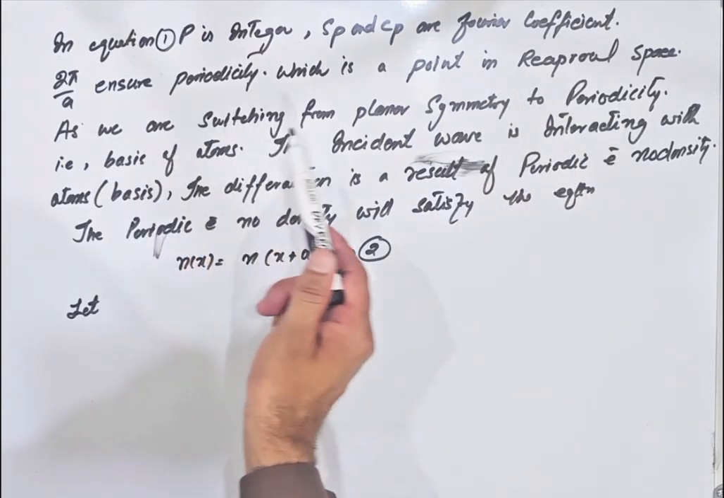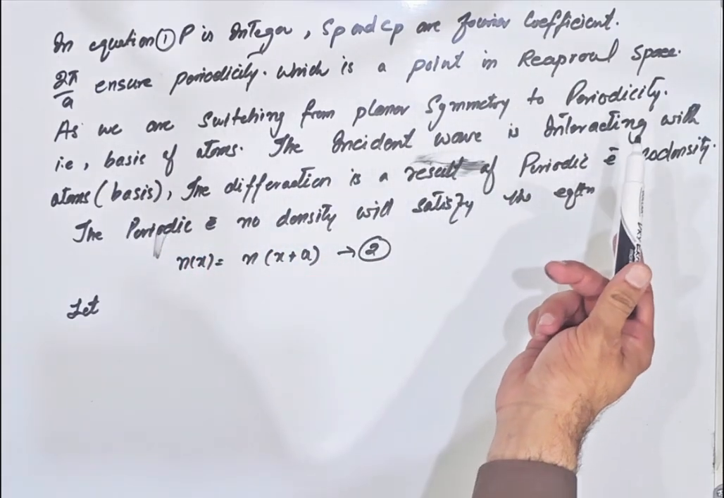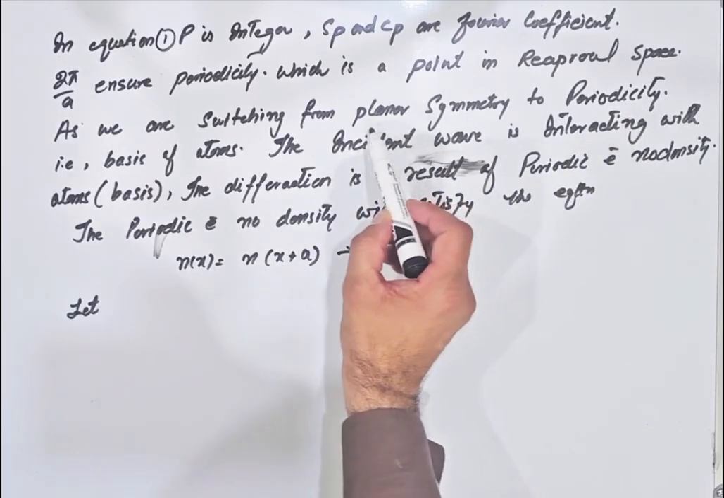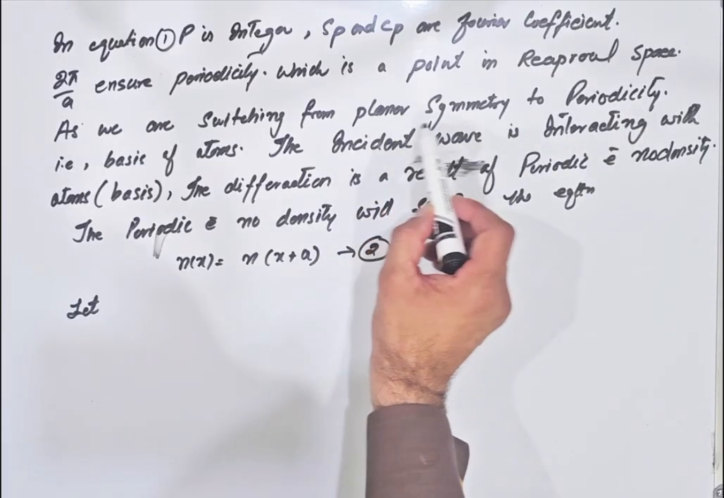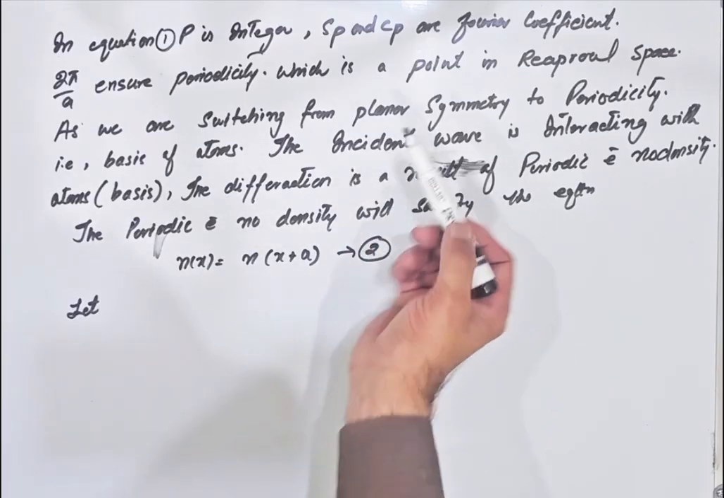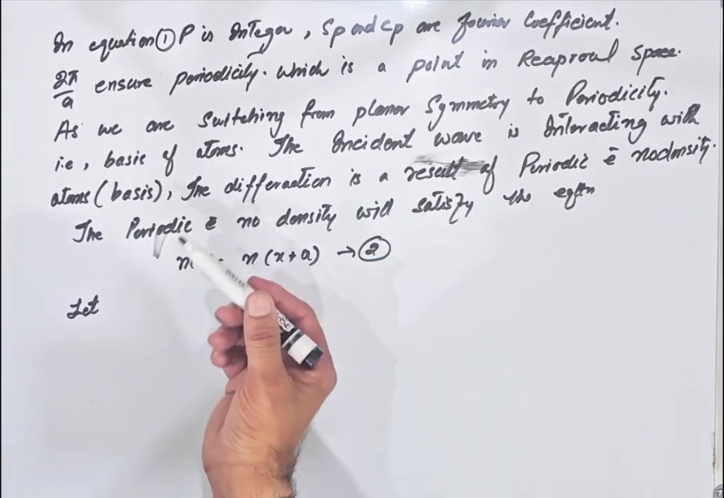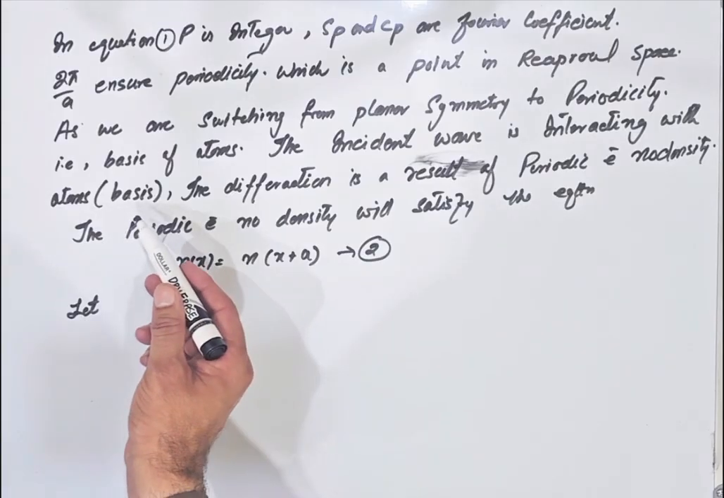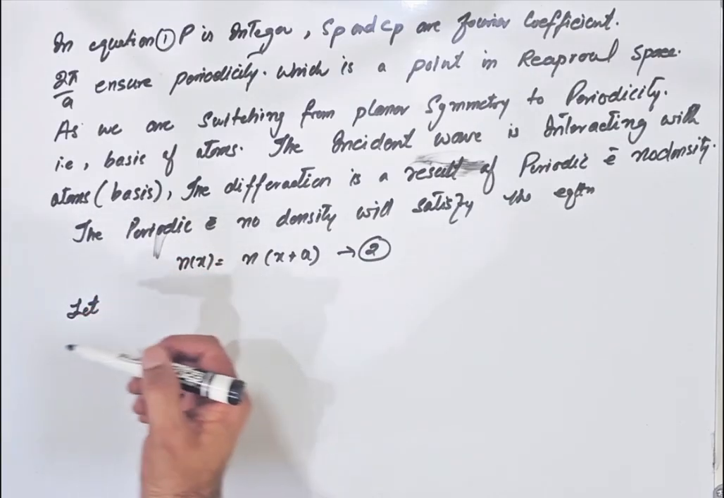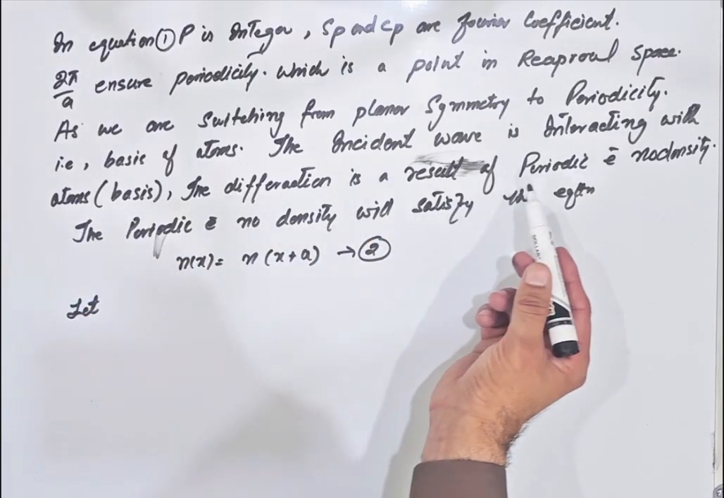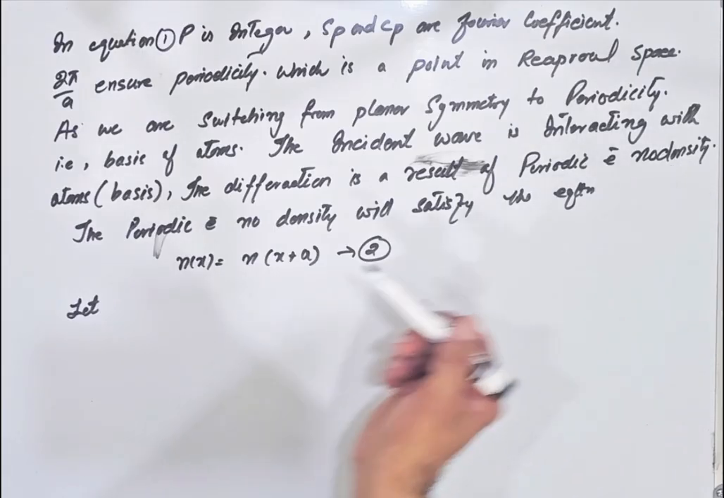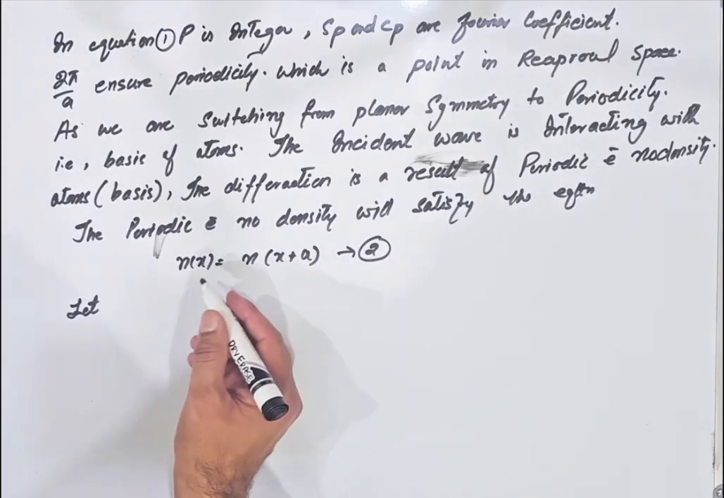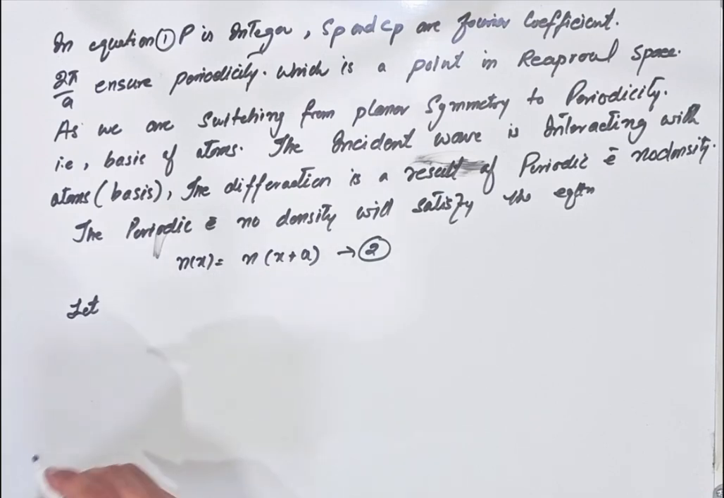As we are switching from planar symmetry to periodicity, as we have earlier discussed for planar symmetry, the equation for Bragg's law is n lambda equals 2d sine theta. The incident wave is interacting with the atoms, that is called the basis. The diffraction is a result of periodic electron number density. The periodic electron number density will satisfy the equation n(x) is equal to n(x plus a).